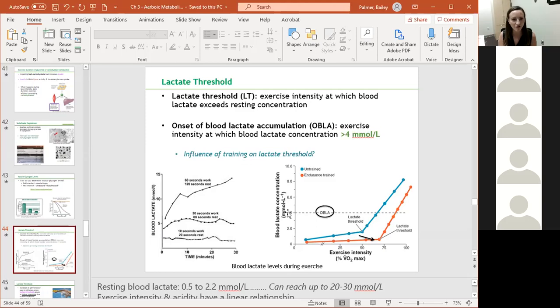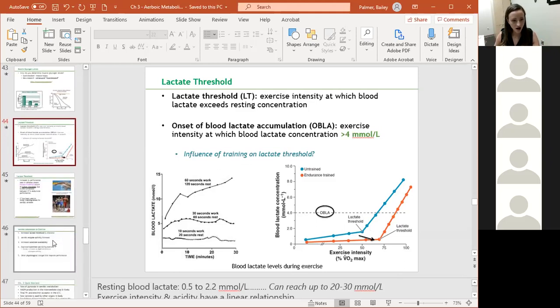So how does training influence lactate threshold? It pushes it to the right, meaning that we can basically clear lactate away. So trained athletes have increased lactate clearance, meaning they can clear lactate away, send it to the Cori cycle to make more glucose, decreasing the blood lactate levels, allowing us to exercise at higher intensities for longer periods of time before we hit fatigue. Remember though, lactate is not the cause of fatigue, but it is associated with it. So they kind of occur together, but it's not the direct cause. So that's what you have to know about lactate threshold and OBLA.